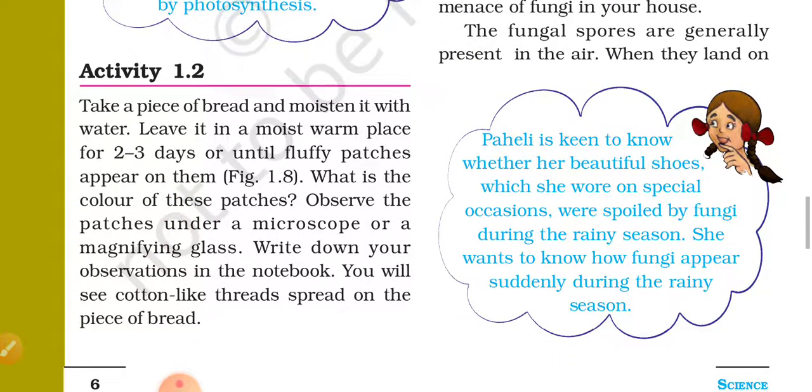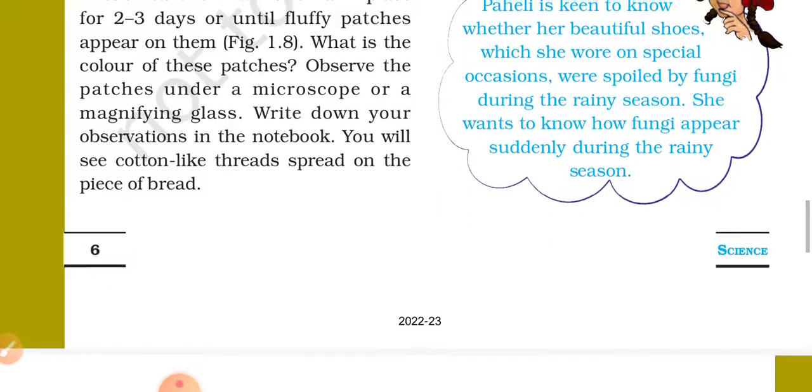Activity 1.2. Take a piece of bread and moisten it with water. Leave it in a moist warm place for 2 to 3 days or until fluffy patches appear on it. Figure 1.8. What is the color of these patches? Observe the patches under a microscope or a magnifying glass. Write down your observation in the notebook. You will see cotton-like thread spread on the piece of bread.